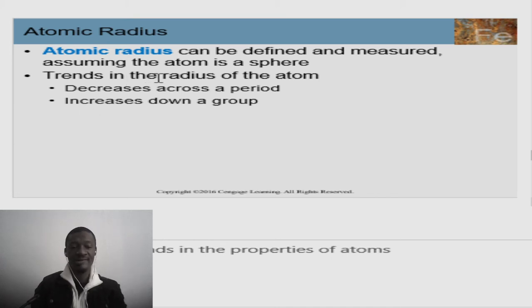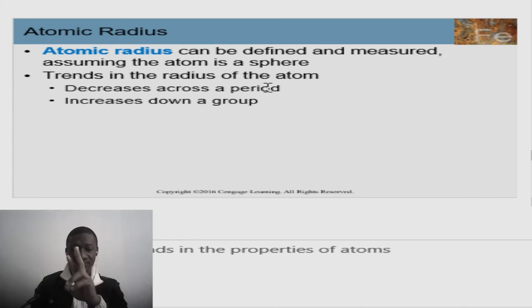So the trend in the radius of the atom is that it decreases across the period and increases down the group. Across the period, down the group. That is how it trends. So it decreases like this, and increases like this. And why does it do that?